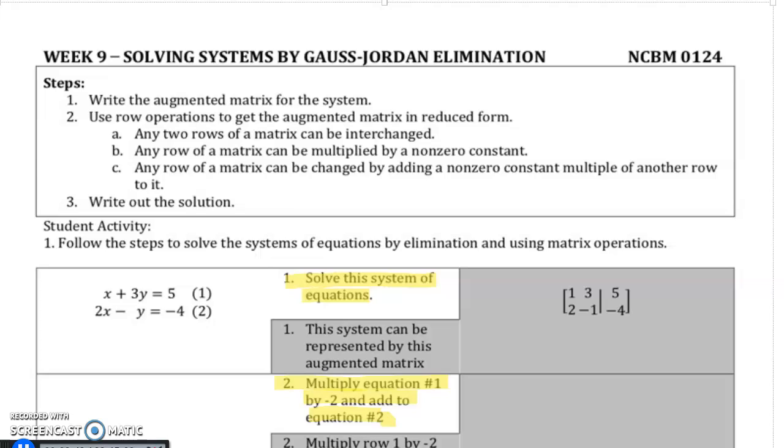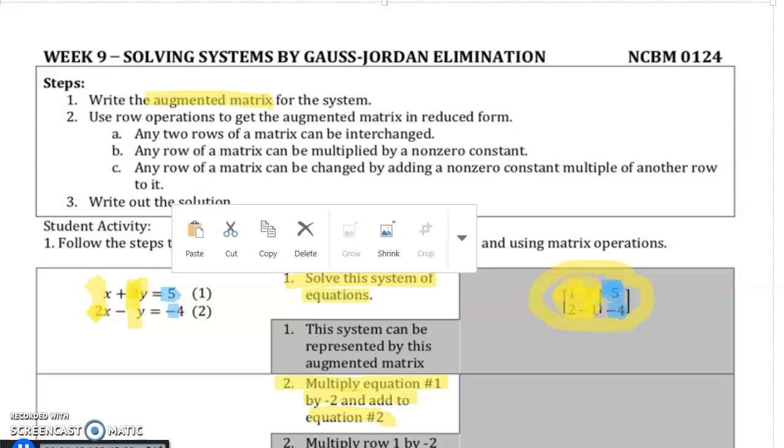The augmented matrix of the system is what you see here. We call it that because we have the coefficients of the matrix, and those will be here: a 1 for the x, a 3 for the y, a 2 for the x, a -1 for the y. Those are the numbers you can see here. On the right side you can see the constant terms, the 5 and the -4, and that's what we have here and here.